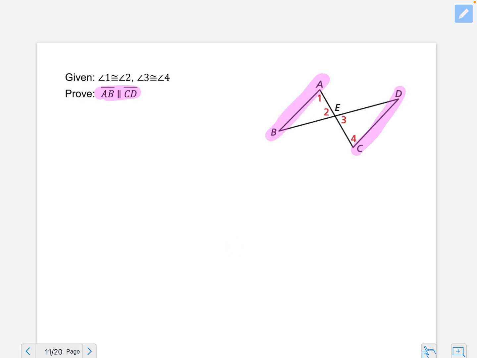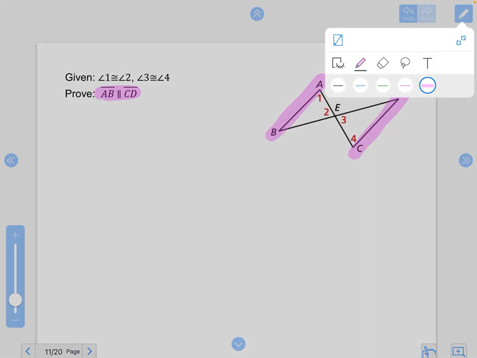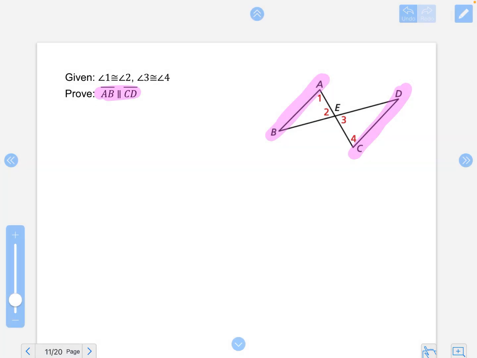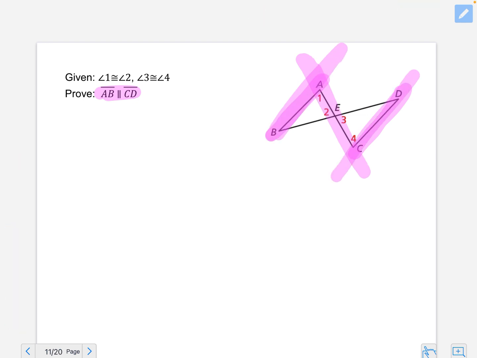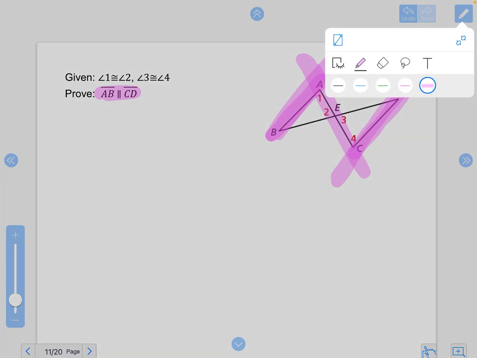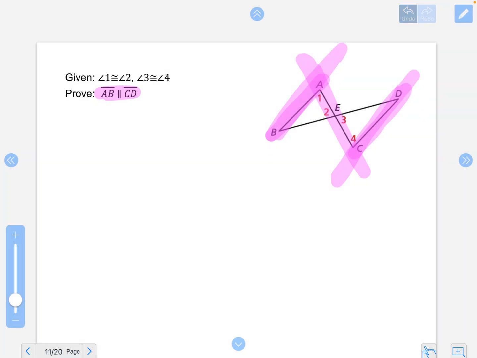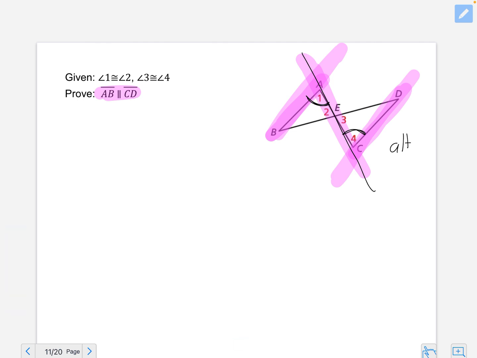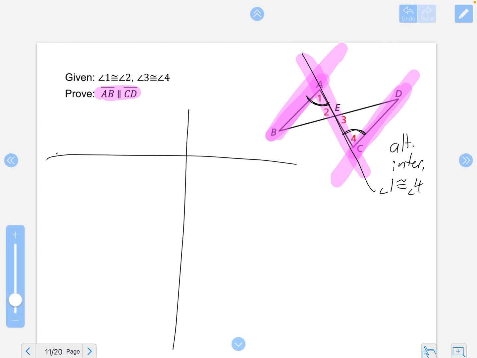We need to prove that AB is parallel to CD, which means that this is going to be my transversal. If it helps to draw these things out so that it's easier to see, do that. If I know those are my transversals, because I have this angle marked and this angle marked, I know that they are going to be alternate interior. And if they're alternate interior, that means that 1 needs to be congruent to 4. That's where we need to go, so let's see how we can get there with the information we're given.